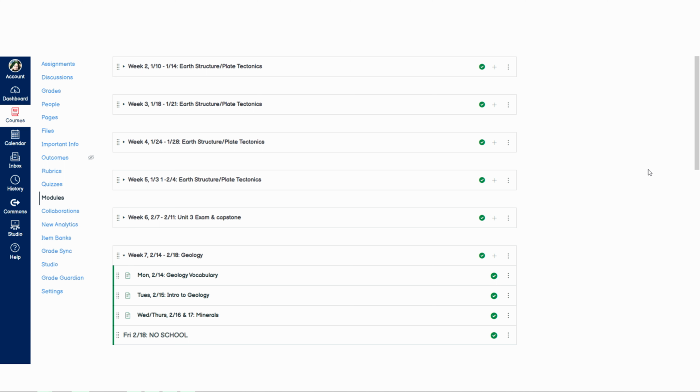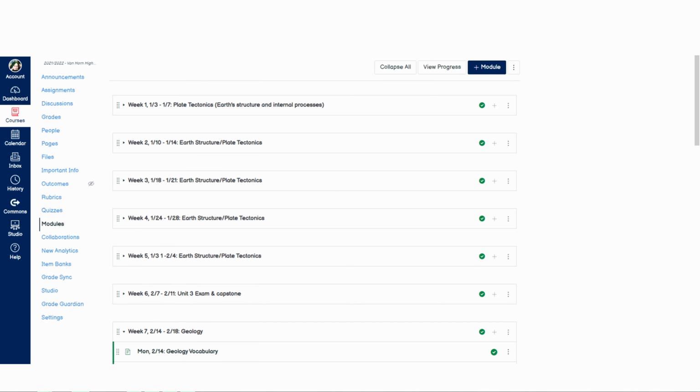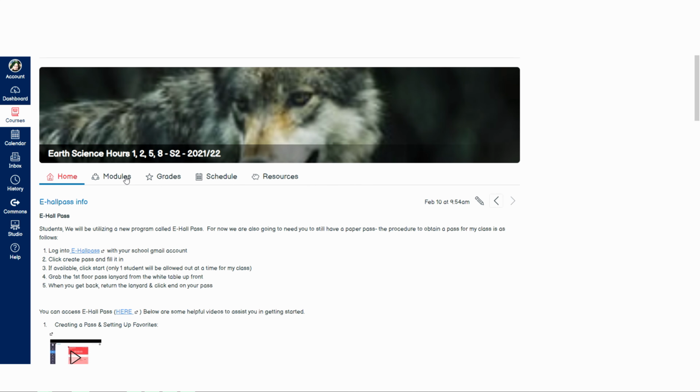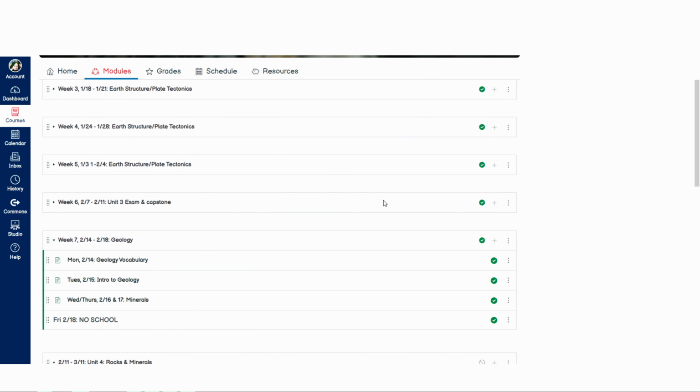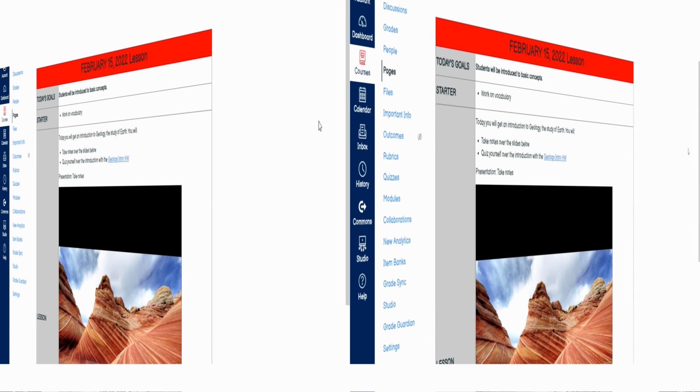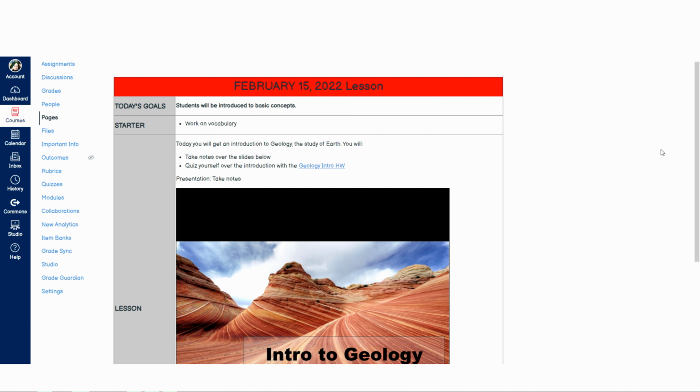So we're going to go into our modules page. If you're on the home screen, you'll click on modules right up here at the top. Once you get into the modules page, you're going to go down to the current week, the current day, and you're going to click on that lesson. So today we are going to be in our Earth Science lesson with Intro to Geology. You've hopefully gotten into the modules page and onto today's lesson page. And remember that the dates may be different for you depending on what semester you are taking the class.